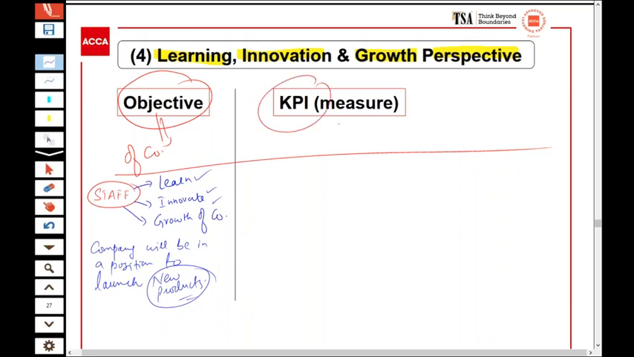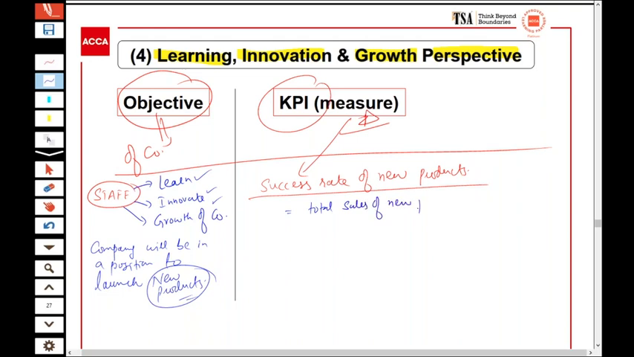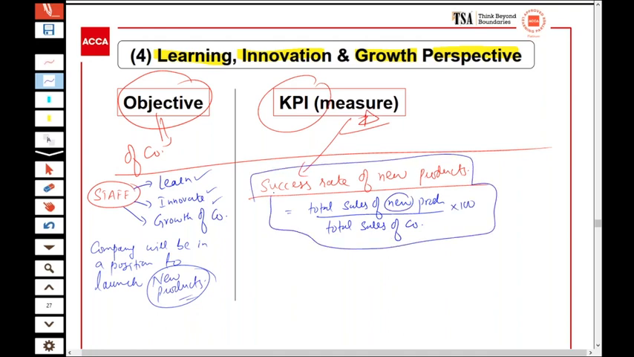And how will you measure? You can measure through the success rate of new products. Now, what is the success rate of new products? That is total sale of new products divided by total sale of company multiplied by 100. So you will be able to calculate the ratio, that is the percentage of revenue from the new services. And you can also calculate the percentage of new products launched.